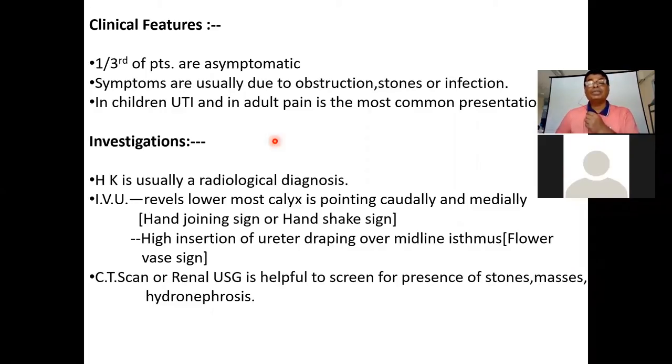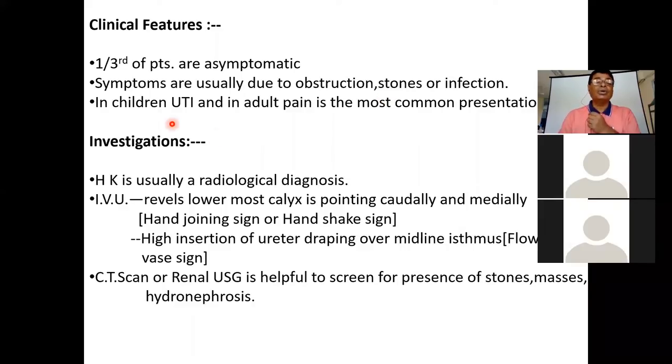And following obstruction, what will happen? There will be stone formation and infection. So 2/3 of the patients will have symptoms because of the obstruction and the stone formation or the following infection of the urinary tract. Okay, so these children will present with UTI, and adult patients will mainly present with pain. So how will you investigate this horseshoe kidney?